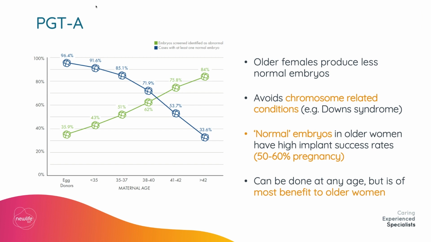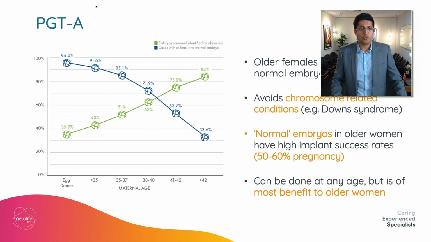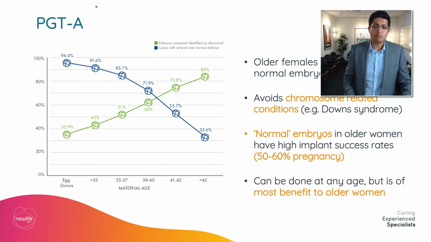From the age of 38 to 40, 62% of embryos are abnormal, so more than half. And that rises up to 84% above the age of 42, which is significant. The vast majority of embryos at that stage are abnormal. The proportion of cycles that lead to at least one normal embryo also falls. It's in the high 80s or 90s up until 35 to 37, and then there's a dramatic fall through to only 33% of cycles at 42 having a normal embryo.